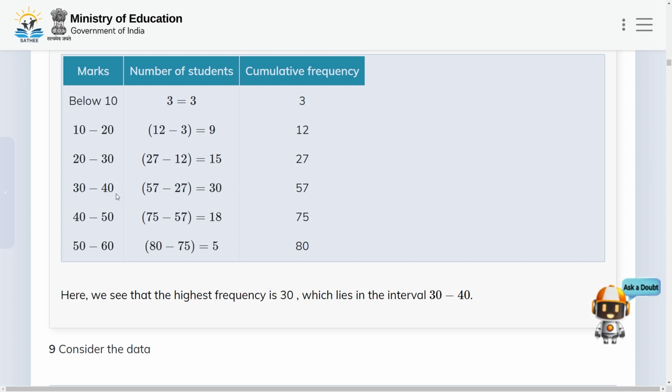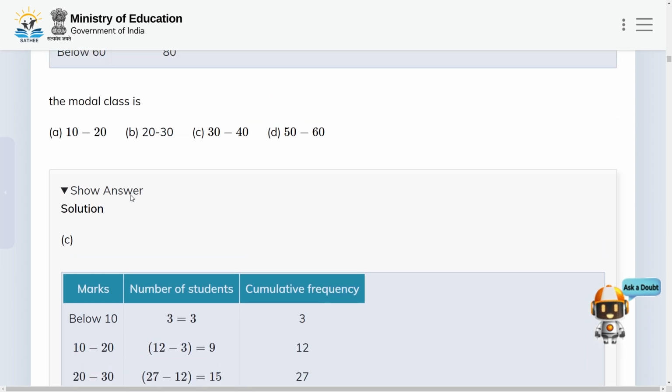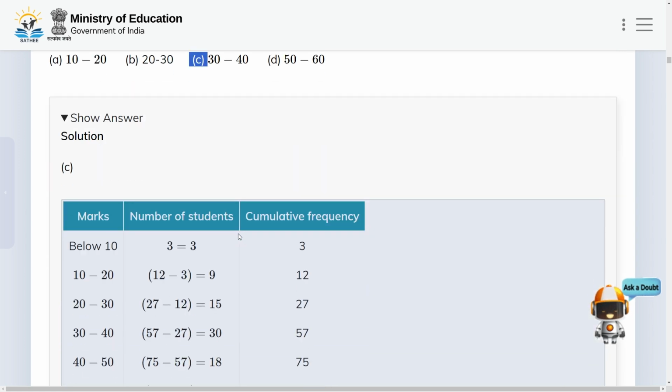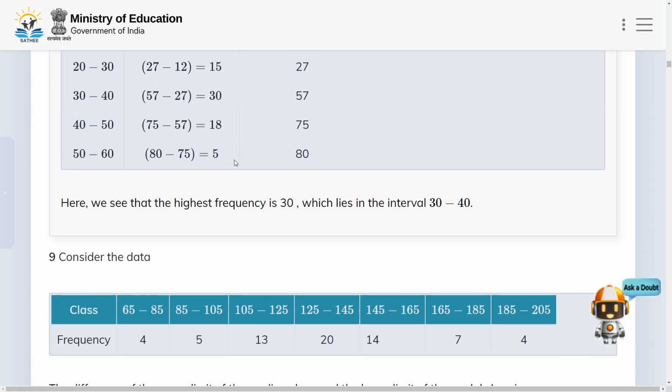Therefore, the model class is 30 to 40. So here the correct answer is option number C. And now let us move to next problem.